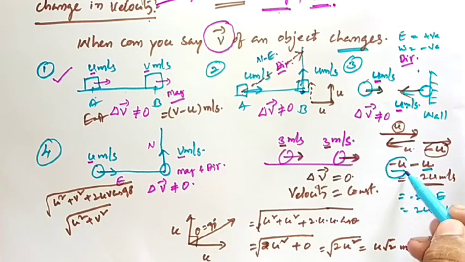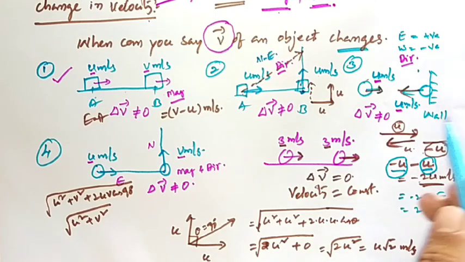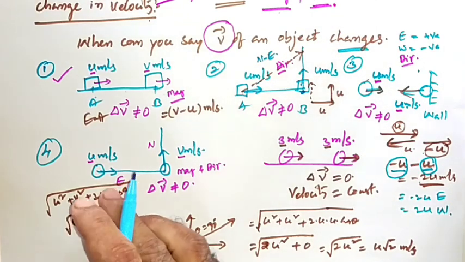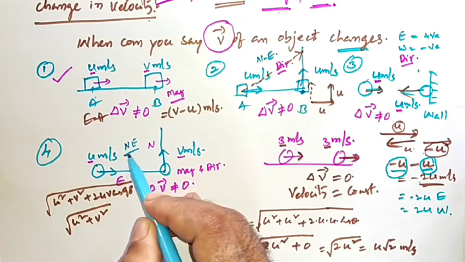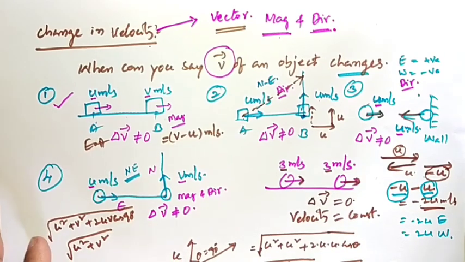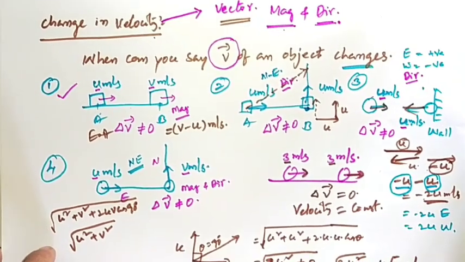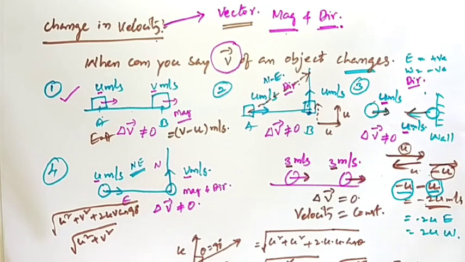Minus u is the final velocity, u is the initial velocity. You got minus 2u in the east direction. Okay? Next here also, that is northeast. Northeast is the change in velocity direction. Clear? Very good. If not, once again you just pause the video, go back and see the change in velocity concept. Very, very important one.